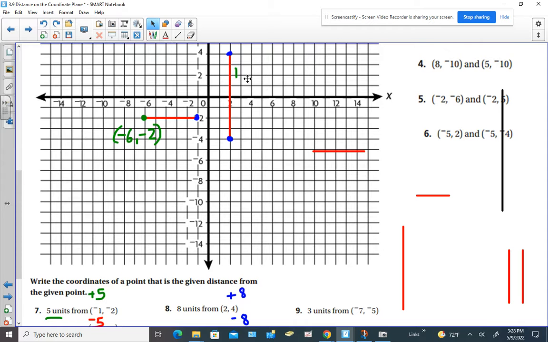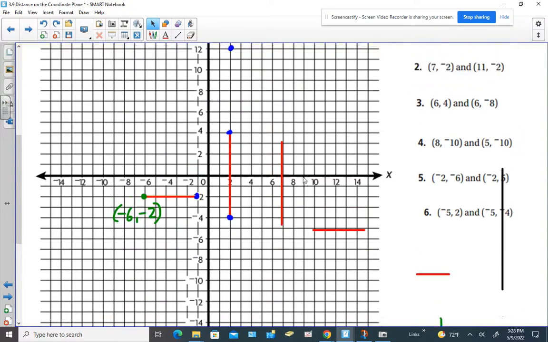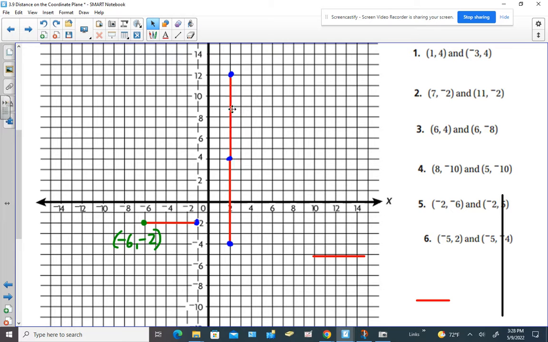So total 8 units. So we could go up or down. So in this case, we went down. But if we went up, then this point could be the other coordinate that would also be 8 units away. So that strategy of just drawing a line that's 8 units long and then saying, well, what is this point? This point is over 2 up 12. That would certainly work. And what is this point? That's over 2 down 4.